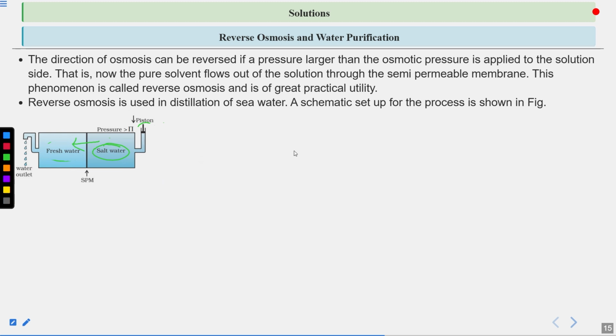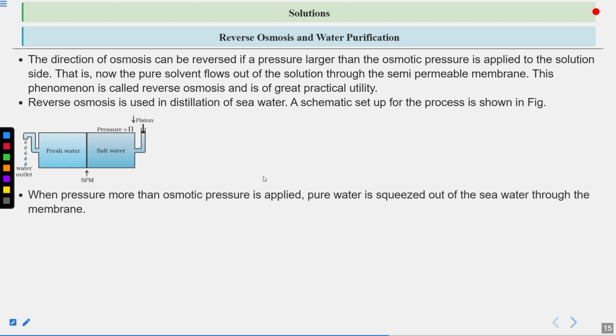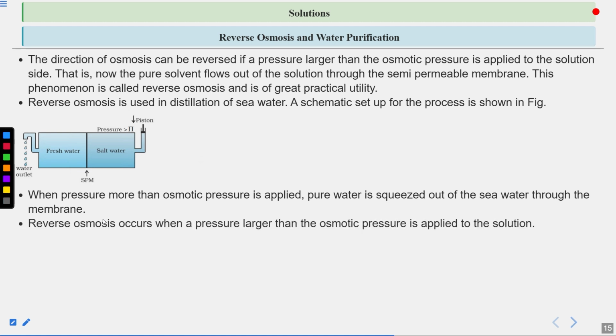So you are asking what will happen if we keep? Yes, the same thing will happen. Now, as a result of this, the pure water is squeezed out of the seawater and we get a pure solution. Reverse osmosis can only occur when we apply a pressure which is larger than the osmotic pressure. Then only we will see the reverse osmosis. So you apply a pressure greater than pi.